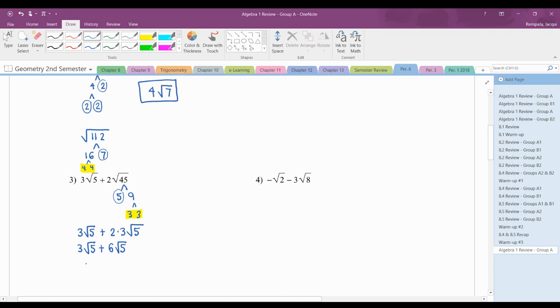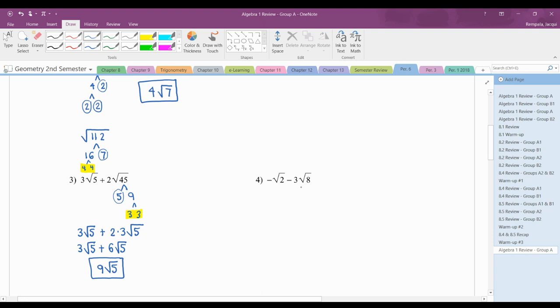It's kind of like if this was 3x plus 6x. Notice that because they have the same x, you keep x and you just add the number in front. Okay, so it's the same idea with the radical. I add the numbers in front, so 3 plus 6 is going to give me that 9, and then I keep the square root of 5 as it is. Do not add the 5s. So that ends up being my final answer.